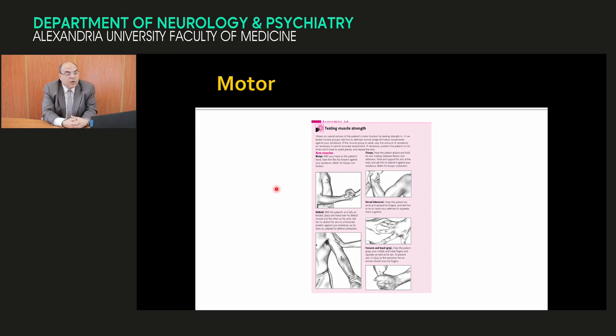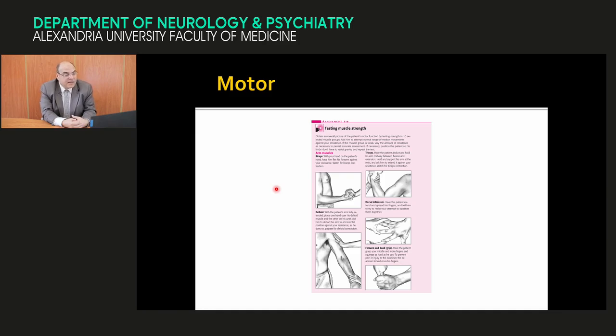The weakness is of lower motor neuron type, so it is associated with hypotonia. The deep tendon reflexes are reduced or absent. The superficial reflexes may be lost if there is involvement of the reflex arc, but the plantar response, if it is present, remains flexor. It is not extensor, it remains flexor.